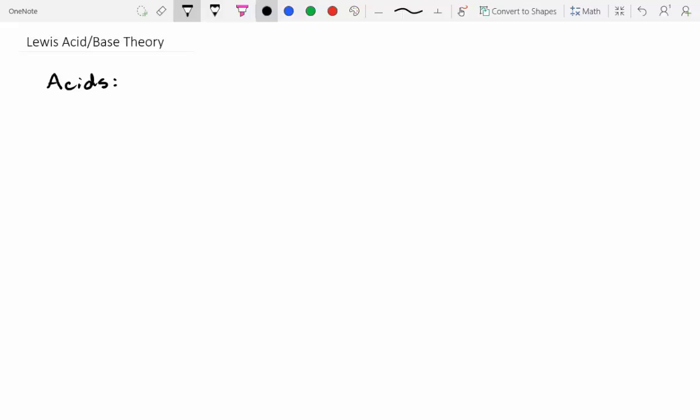In Lewis acid-base theory, we're talking about movement of electrons, not protons. So in this case, do acids donate or accept electrons? Accept. So acids accept electrons. Bases donate electrons.